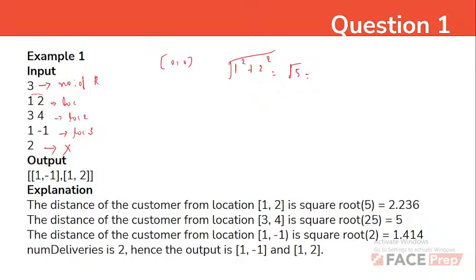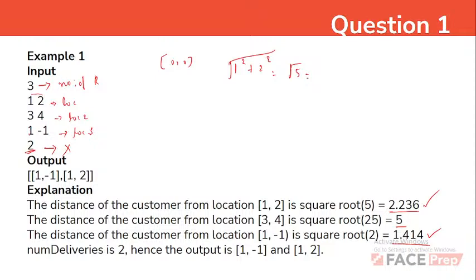I'll find the distance between the customer location and the particular vegetarian restaurant location. I'll get the distance, right? So now if you compare the distances, the first one is 2.236, the second one is 5, and the third one is 1.414. Now, among the 3 restaurants, I'm supposed to find the 2 deliverables, that is, the shortest 2 vegetarian restaurants. So one is going to be 1.414 and the other one is going to be 2.236.